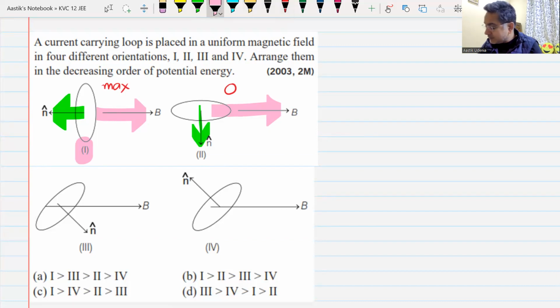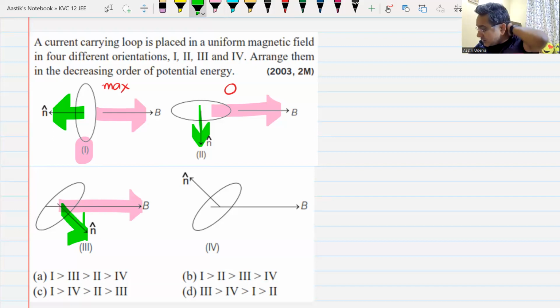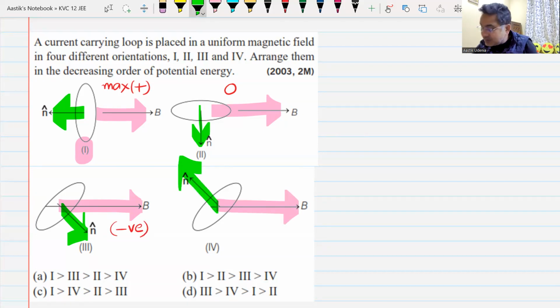In the third case, the magnetic field is like this and the area vector is like this. The angle is acute. So the energy is going to be less. It's going to be negative. I can write this is positive maximum. Here the energy is going to be negative. Are you able to understand what I'm writing here? Yes, sir. Here the angle between B and the area vector is obtuse, so it is going to be positive but not maximum.